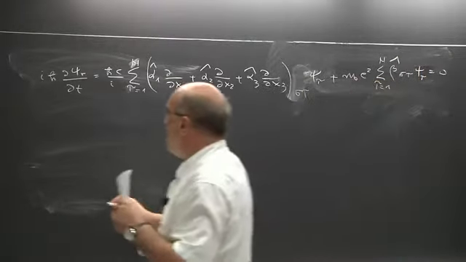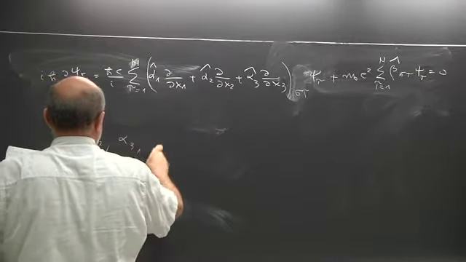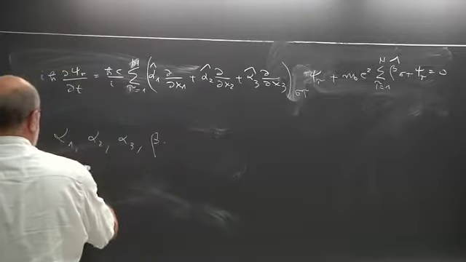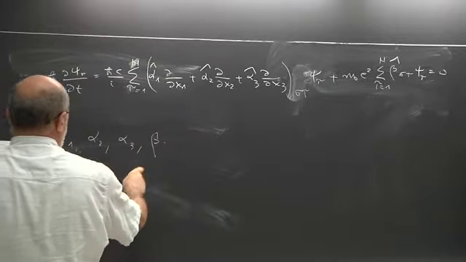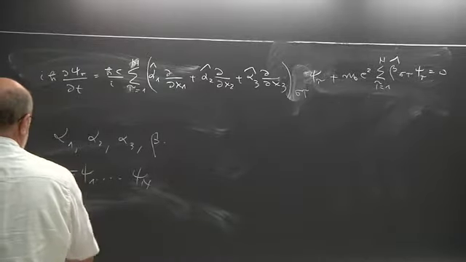So we have 4 matrices, alpha 1, alpha 2, alpha 3, beta, and we have a psi that has n components, psi 1 to psi n, with a scalar product being defined in this manner.